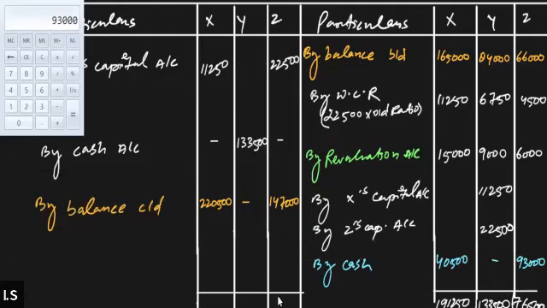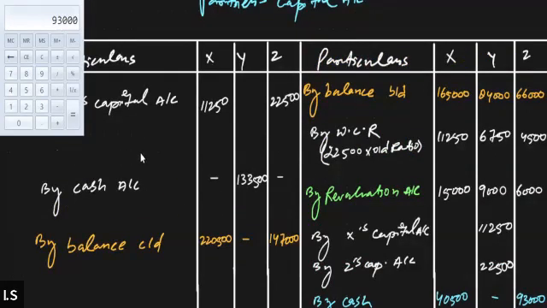Now, when you total both sides, the capital account should tally. So we should get 76,500 on the Z debit side, and then 133,500 and 191,250. This is how we will prepare the partner's capital account. I hope everything is clear to you. If anyone is having any kind of problem, please tell me. Excuse me, sir. Please tell me.